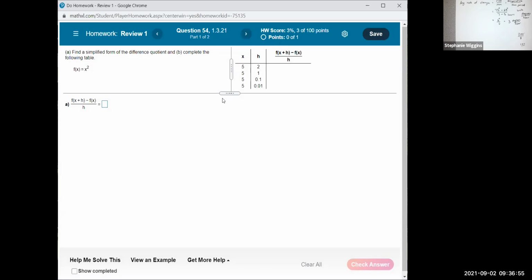Okay, this is the difference quotient. You should be able to calculate the difference quotient for any function. Let me just show you how to do that, or remind you how to do that. So we have f of x plus h minus f of x, over h. And our function in this example is f of x equals x squared. And I think I actually did this very problem in class.